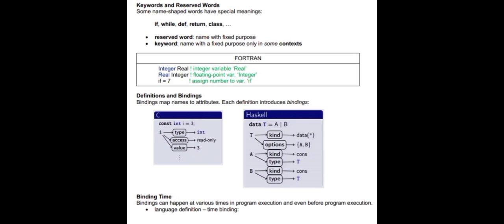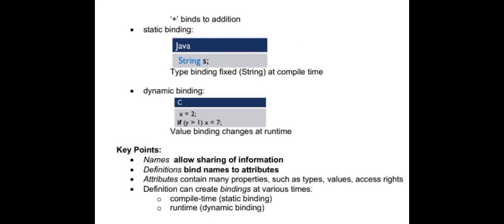In binding time, bindings can happen at various times in program execution and even before program execution. For example, language definition time binding. Class binds to addition. Static binding: in Java, String is a type binding fixed at compile time. In dynamic binding, x = 2; if y is greater than 1, x = 7. The value binding changes at runtime.